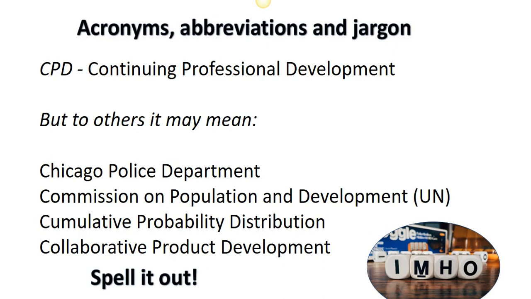And those acronyms or abbreviations. Every profession has its jargon. And unfortunately, sometimes those acronyms or abbreviations do mean different things to different people. So CPD might mean to most people continuing professional development, but if you're a statistician, it might mean cumulative probability distribution. So the safest way is to spell it out.